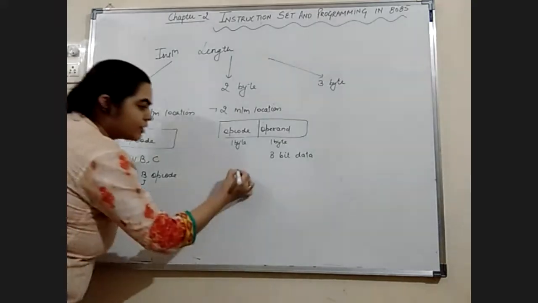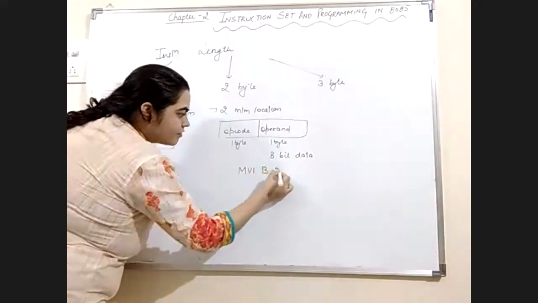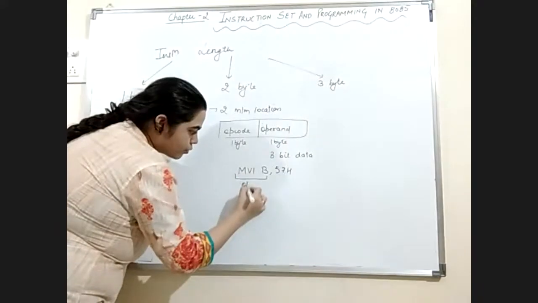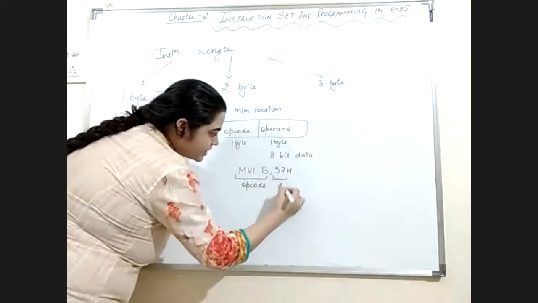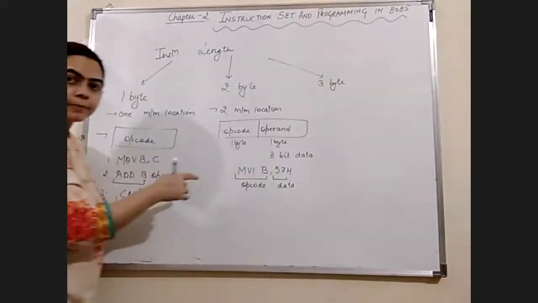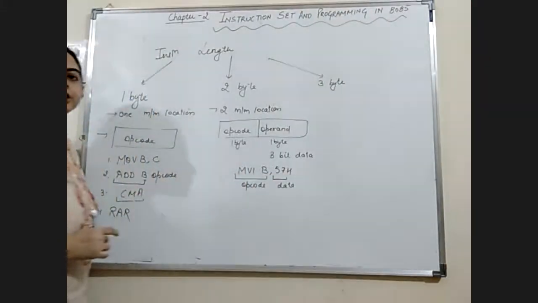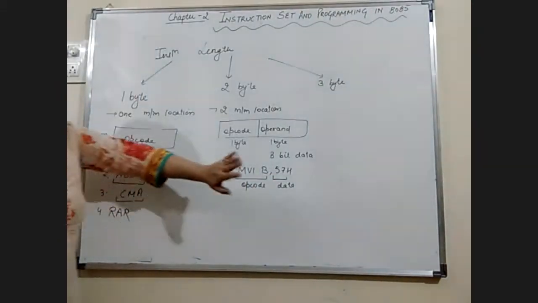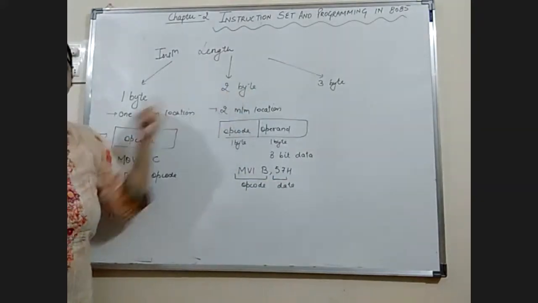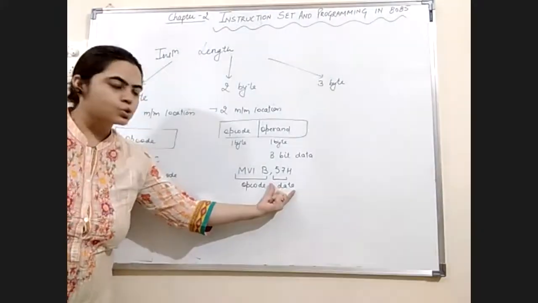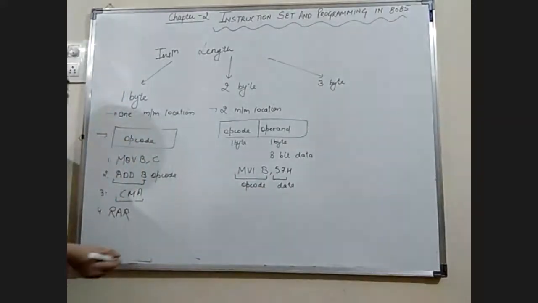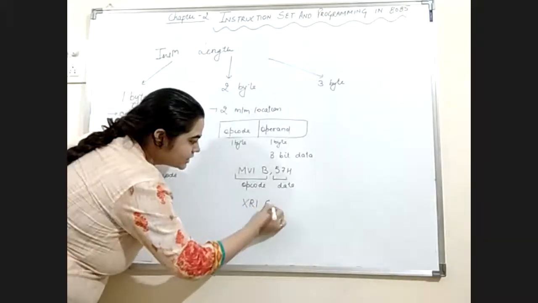Now we can see an example. For example, MVI B, 57H. In this instruction, MVI B is the opcode and 57 is the data. This instruction means we move the contents present in the instruction immediately into the B register. So the instructions where 8-bit data is specified are of 2-byte size. 1 byte is used to store this 8-bit data and 1 byte is used to store the opcode.